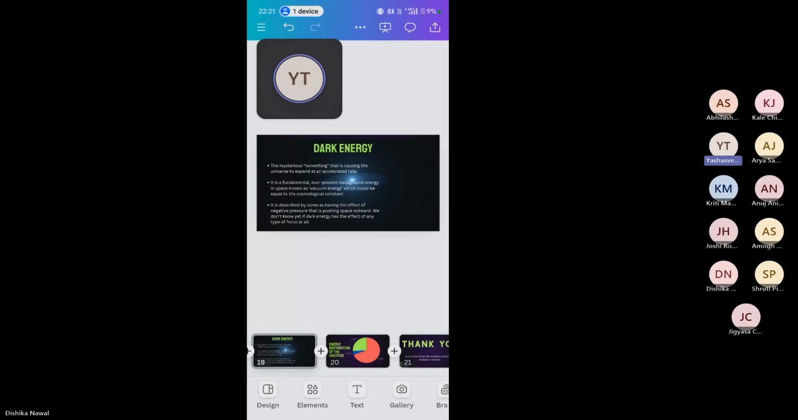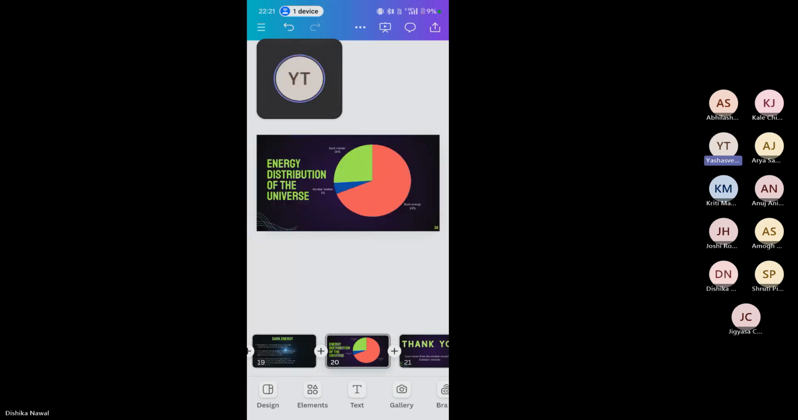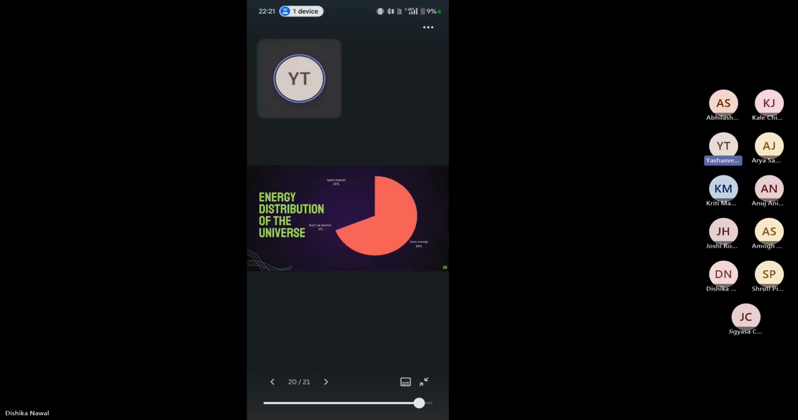Going ahead, here is the energy distribution of the universe. 69% of the universe is made up of dark energy, 26% of the universe is made up of dark matter, and only 5% of the universe is made up of normal matter. Isn't it surprising?